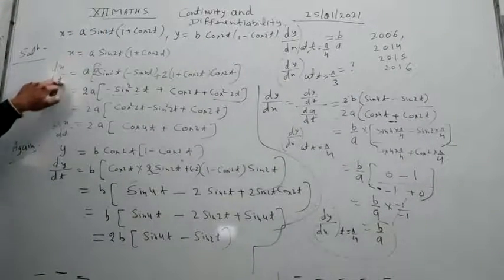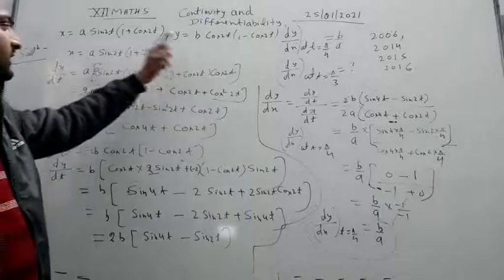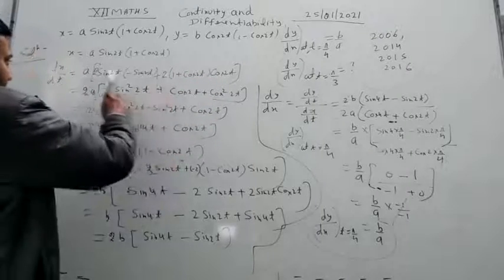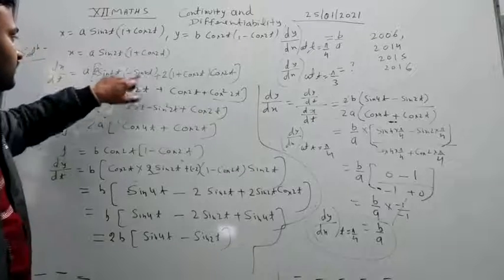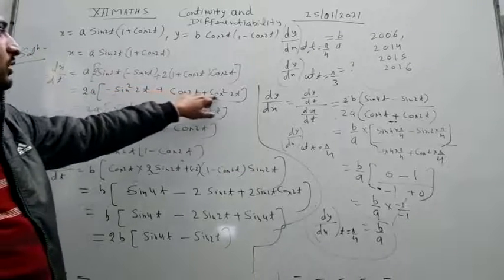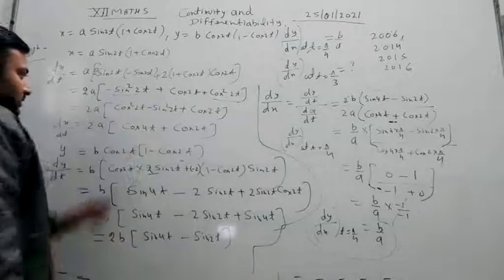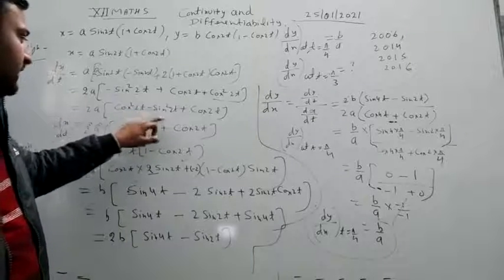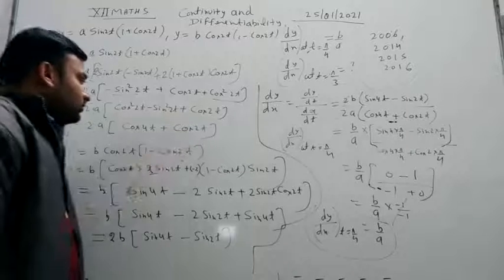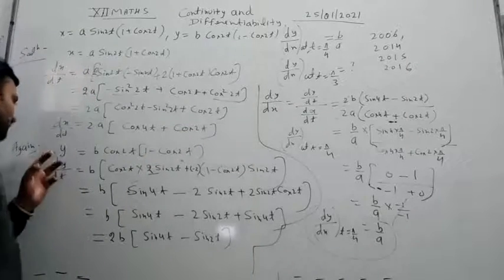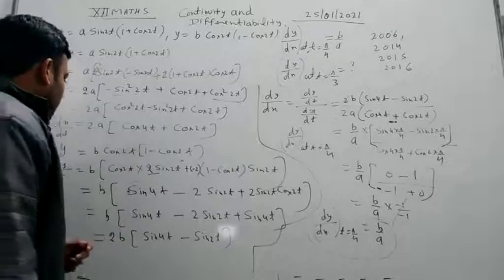dx by dt is a, which is first function, differentiation of second function, plus second function, differentiation of first function. Taking a outside, we get minus sin square 2t and cos square 2t. Send this inside. This part will be equal to cos square 2t minus sin square 2t, and this is cos 4t. Okay students, and this is cos 2t. So y is equal to b times 1 minus cos 2t is given.